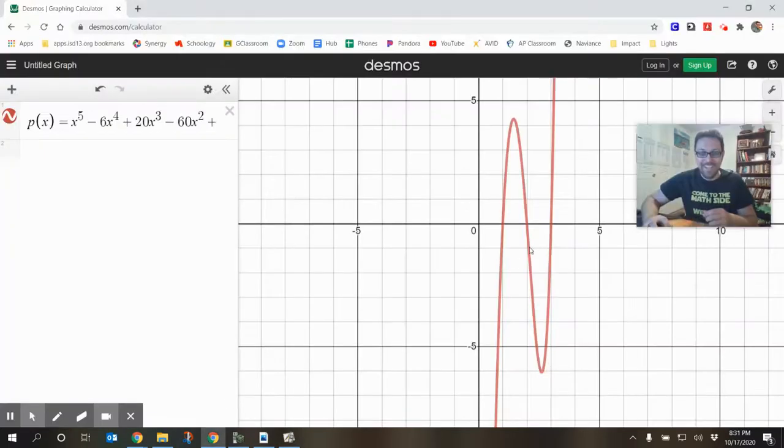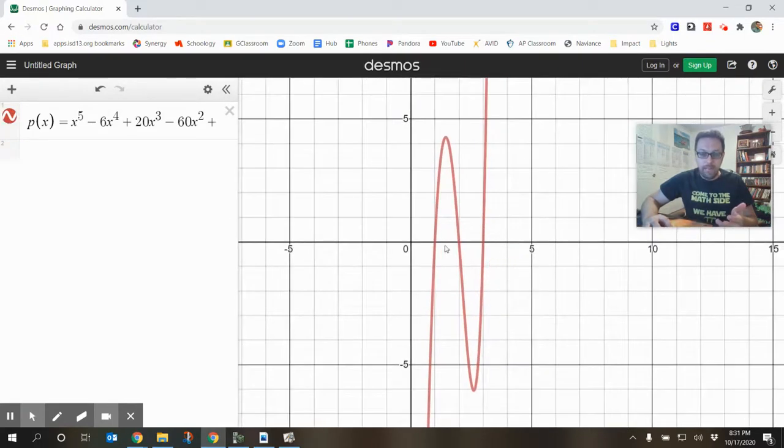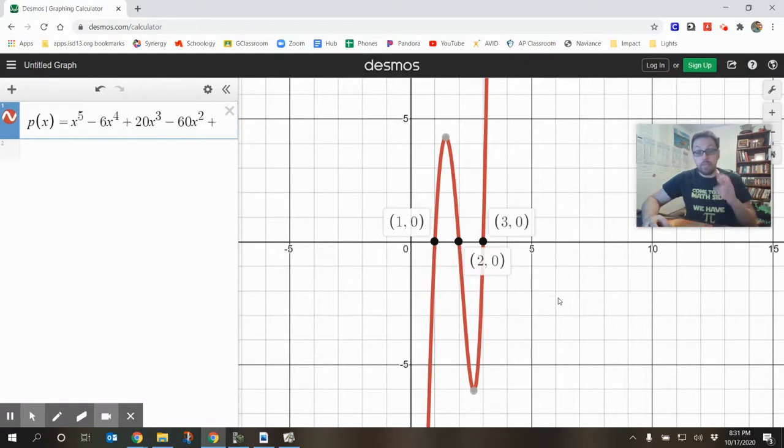Here it is. So checking out my graph, I typed it into Desmos because it's just a little easier for me to manipulate. I've got zeros here at 1, 2, and 3. So I know that there have got to be 5 zeros to this polynomial because it's degree 5. According to the fundamental theorem of algebra, since it's degree 5, I should get 5 zeros for this thing.